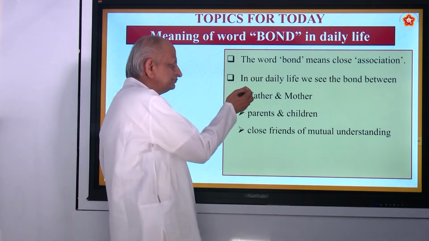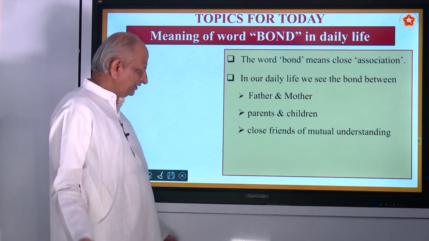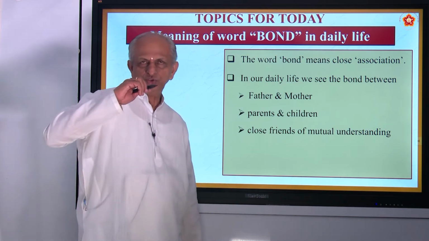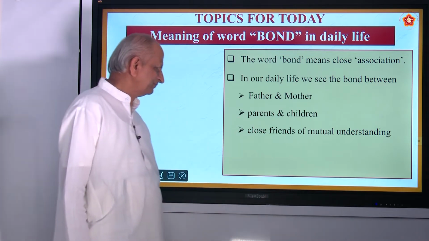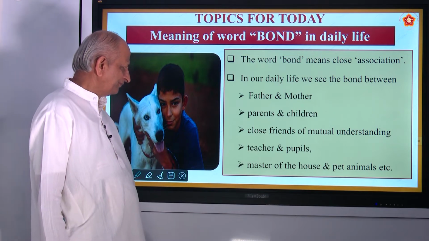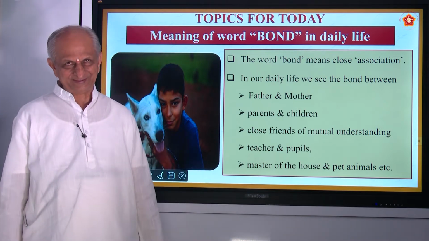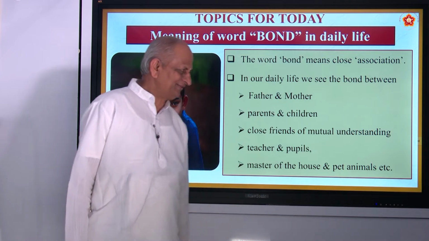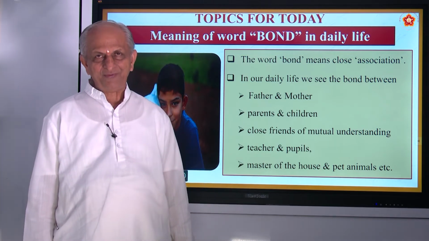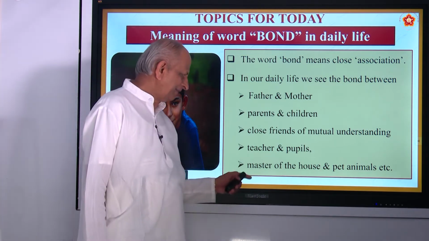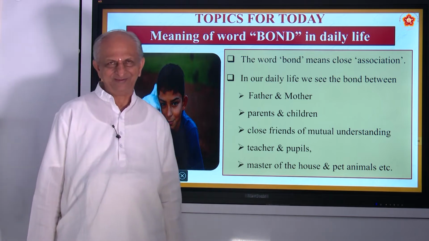Where do you find this type of bond? Between father and mother. They will have a close understanding. Sometimes they may have different opinions, but after some time they will become one, with proper understanding. The love between parents and children, and a bond between close friends, your classmates, or maybe neighbors, of mutual understanding. And teacher and pupil, that is again a better bond, a bond of selfless love. And the master of the house and pet animals, usually a dog, faithful and friendly.